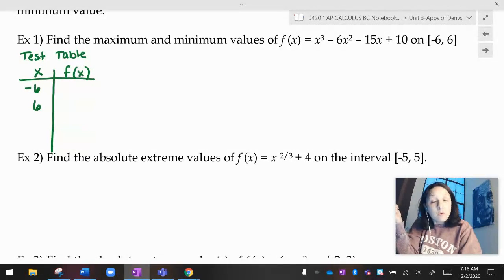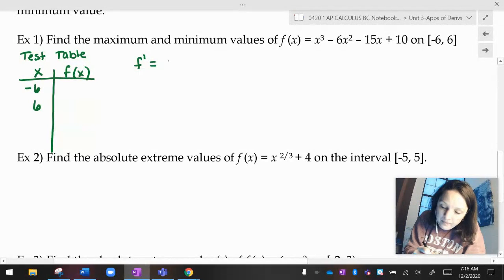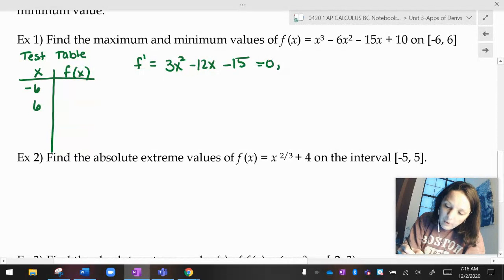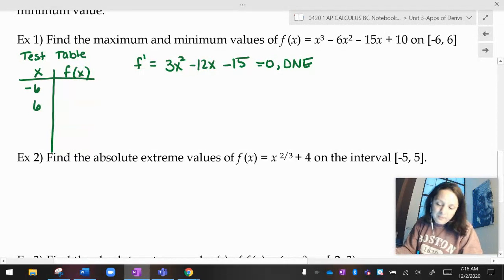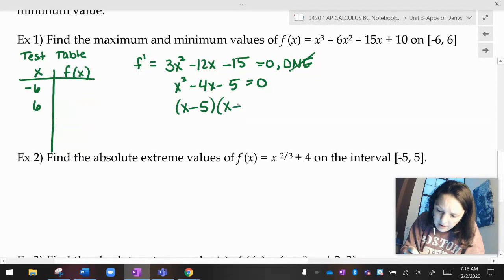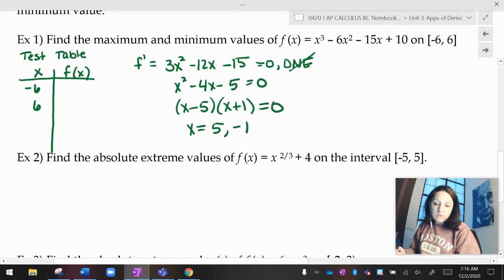Now I need to consider my critical points. To do that, I need to take the derivative. So f prime is going to be 3x squared minus 12x minus 15. And I want to figure out when that equals 0 or doesn't exist. This is a quadratic, so it always exists. I want to figure out when it equals 0, so I'm going to divide everything by 3. x minus 5, x plus 1. So I get 5 and -1 are my critical values.